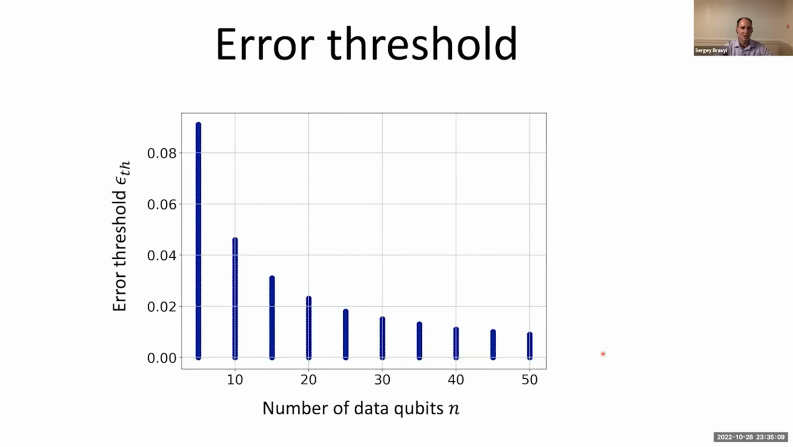And surprisingly, the error threshold depends only on the number of qubits in the payload circuit, but it does not depend on the number of gates. For example, a 50 qubit demonstration can be done with error rates below 1%, even if the payload circuit contains a few thousand gates.